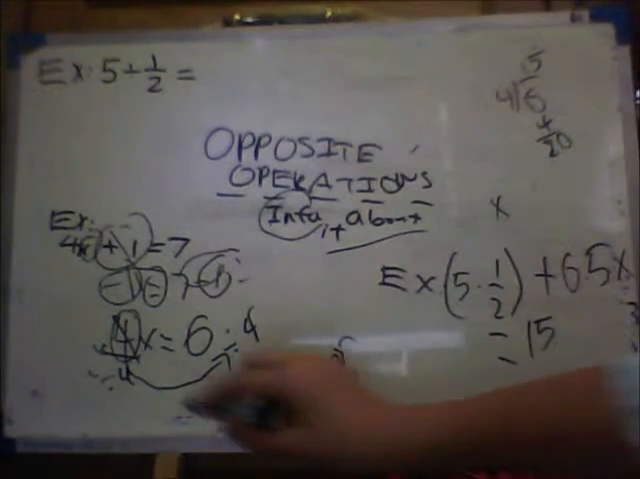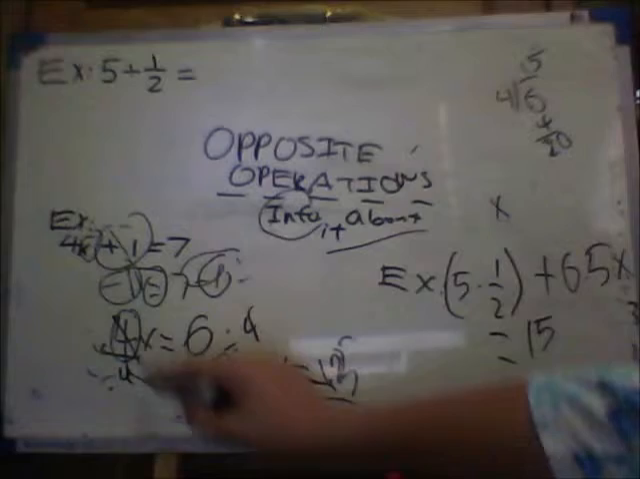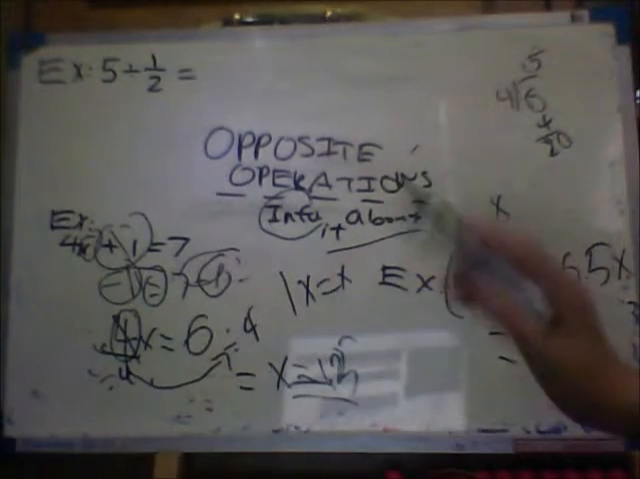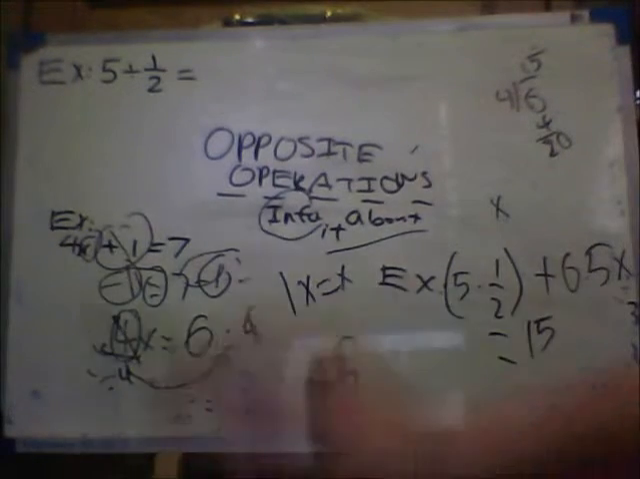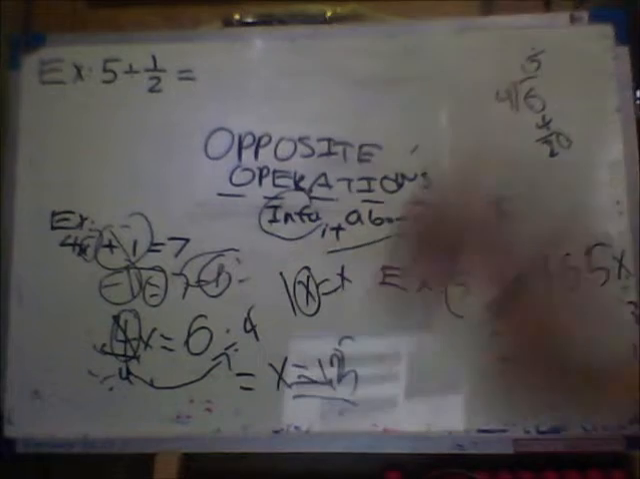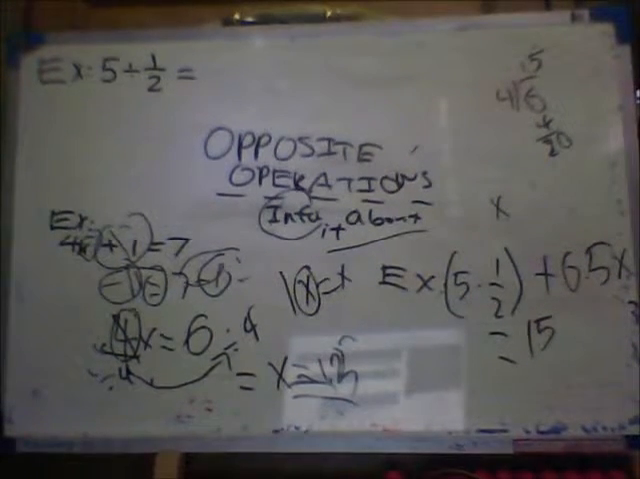As I said, 4 divided by 4 is 1. 1x is just x, because it's like 1 times 1 equals 1. You don't need to write 1 times 1. You just have to write x, because it's only 1x. And so to the next example.